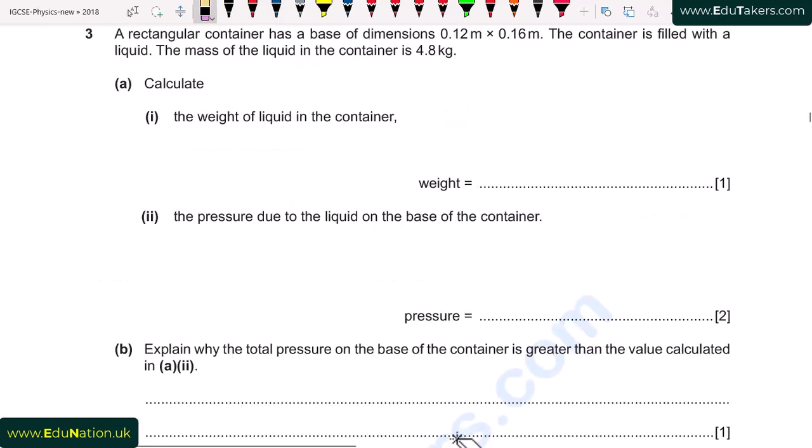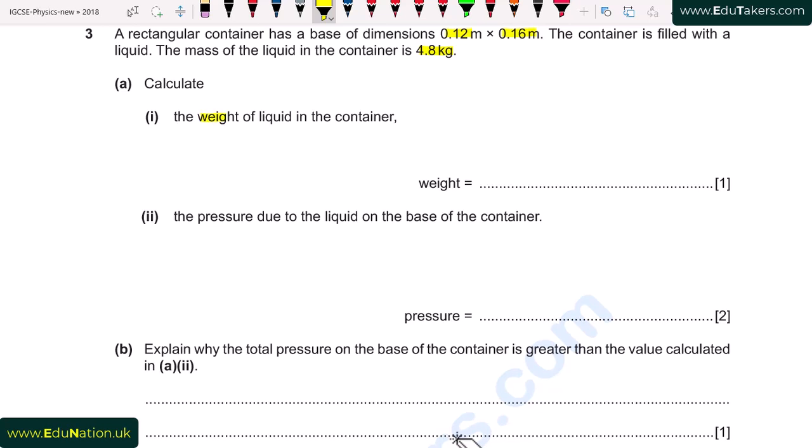Question number 3. A rectangular container has a base of dimensions 0.12 and 0.16 meters. The container is filled with a liquid. The mass of liquid in the container is 4.8 kilogram. Part A. Calculate first the weight of the liquid in the container.